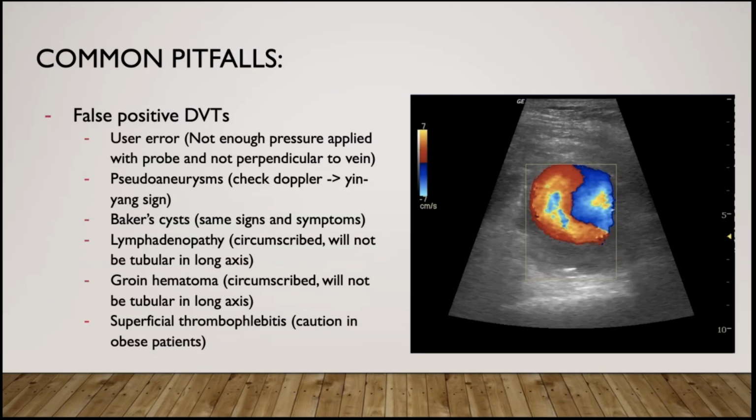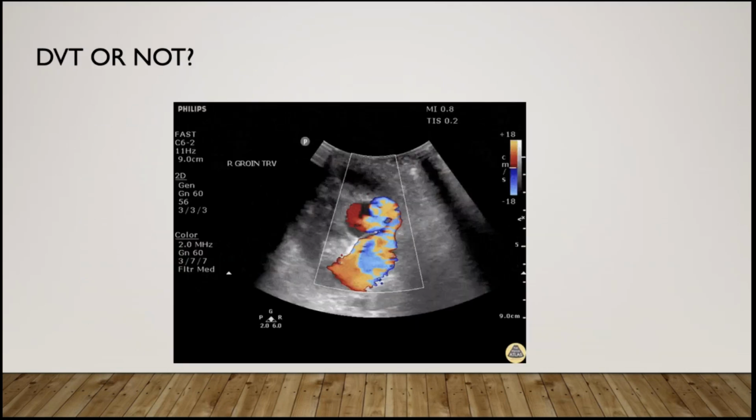And then superficial thrombophlebitis, of course, is something that comes up a lot, especially in obese patients. You have the same symptoms again, swelling, redness, pain, but it's not actually a clot in a major artery. Or vein, I'm sorry.